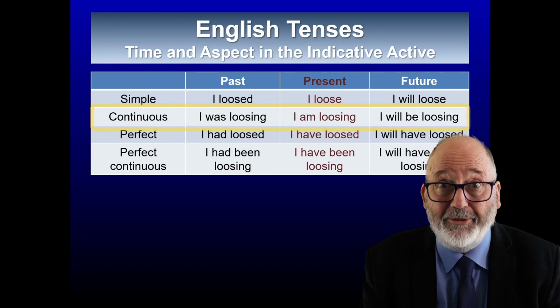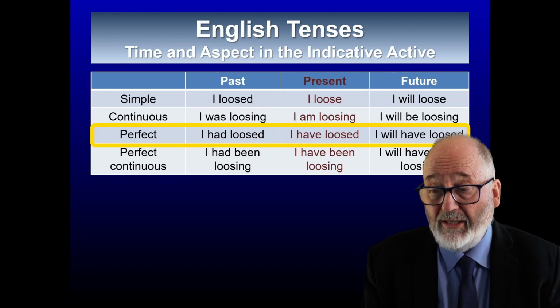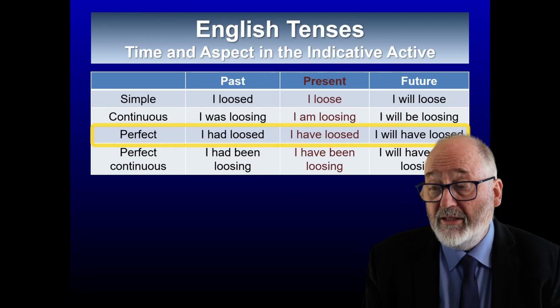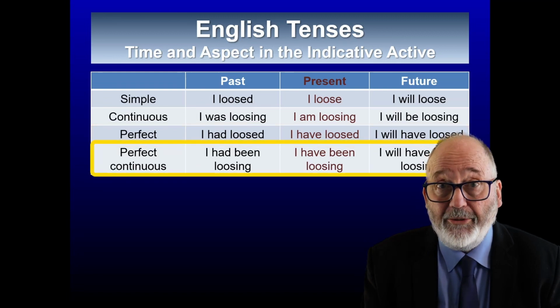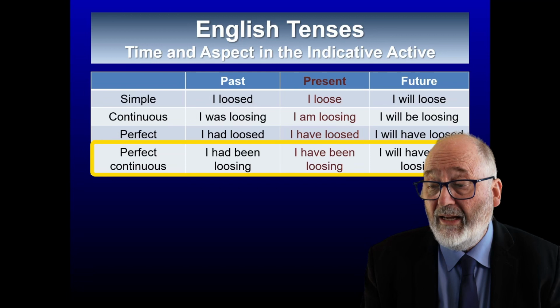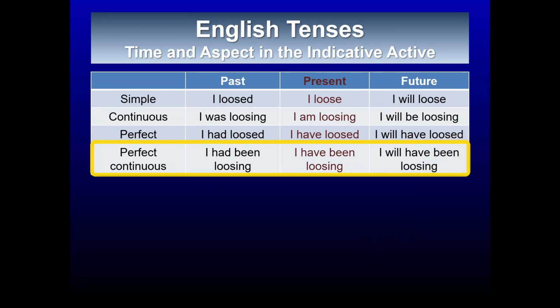That's the continuous aspect. Perfect aspect. Today, I have loosed. Yesterday, I had loosed. Tomorrow, I will have loosed. And perfect continuous aspect. Today, I have been loosing. Yesterday, I had been loosing. And tomorrow, I will have been loosing.